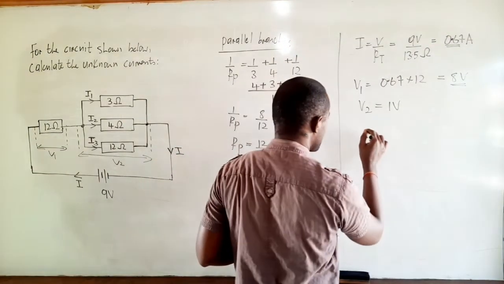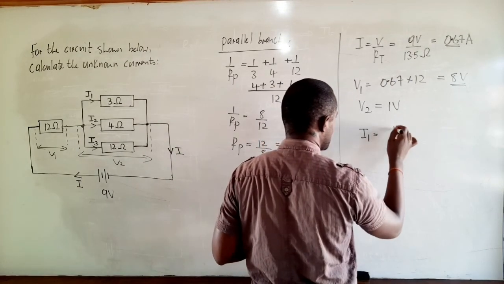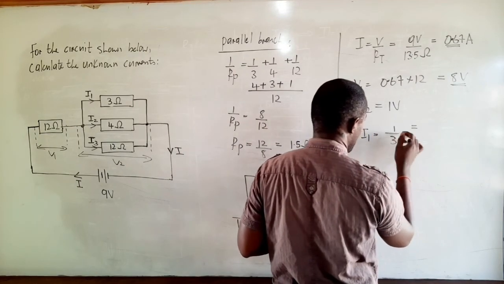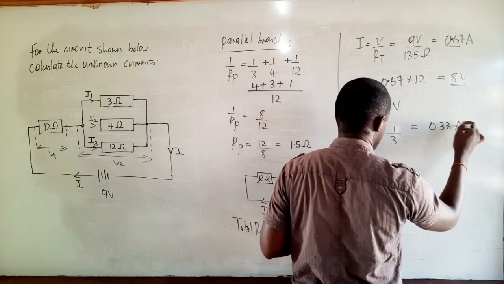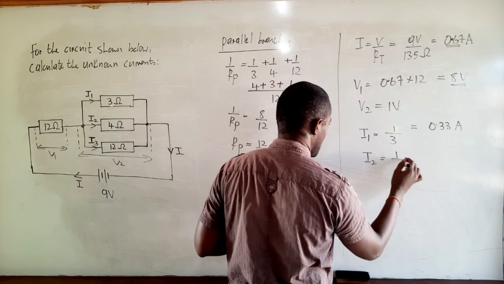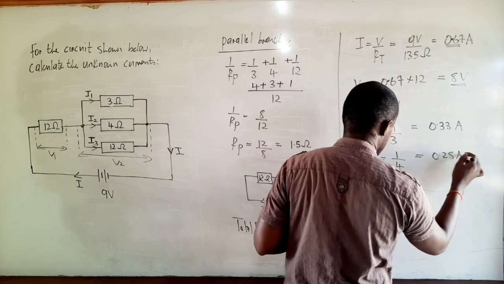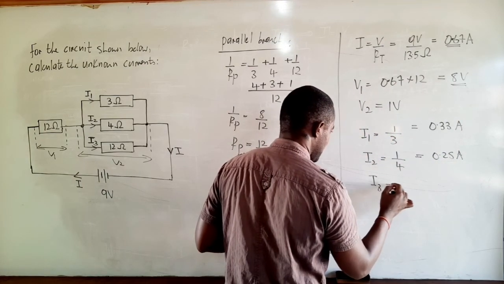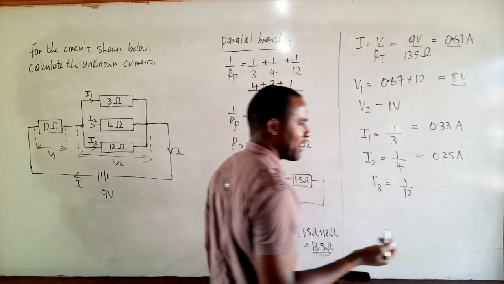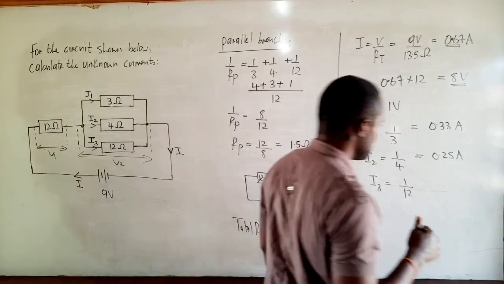So I1 would be equal to 1 volt over 3 ohms, which we could leave as a third, or write as 0.33 amperes. Then I2 is equal to 1 over 4, or 0.25 amperes. And then lastly, I3 is equal to 1 over 12, 1/12 of an ampere, and that should be approximately 0.42.